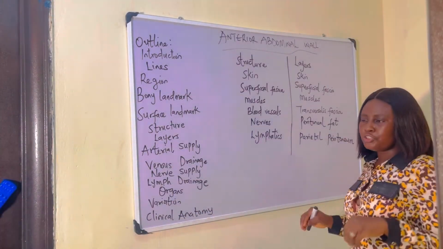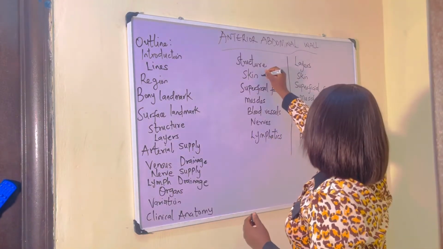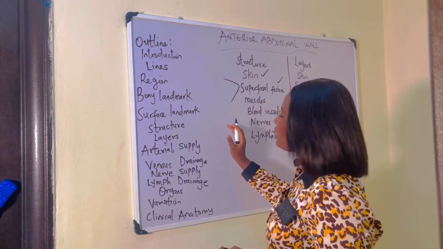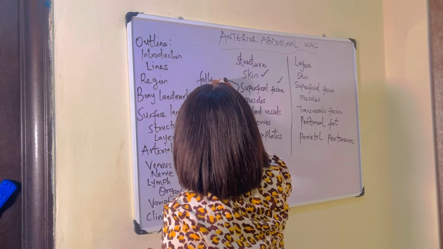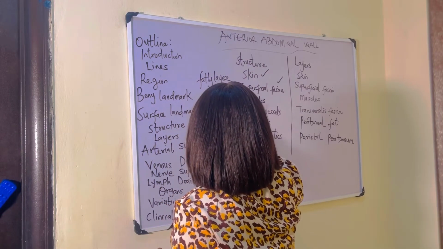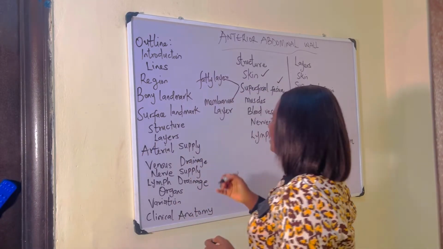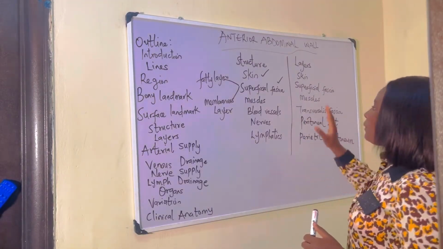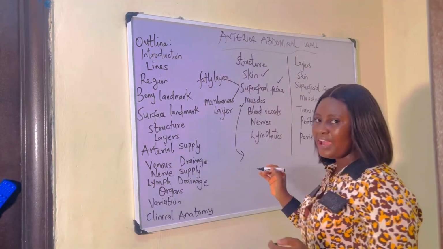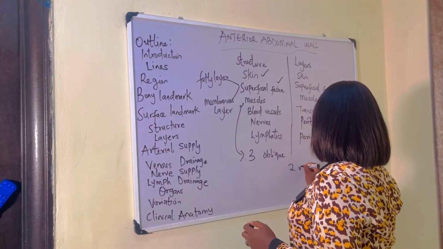Talking about the structures that we can find in the anterior abdominal wall, they include the skin, okay, and the superficial fascia that has a fatty layer and a membranous layer. So we have an outer fatty layer and an inner membranous layer. That fatty layer is called the Camper's fascia, while the membranous layer is called the Scarpa's fascia. It also consists of muscles, and the anterior abdominal wall has 5 muscles: 3 oblique muscles and 2 vertical muscles.